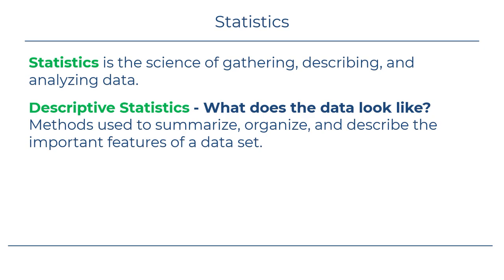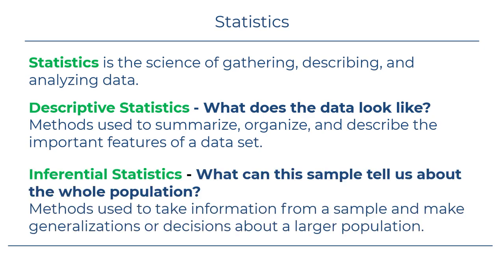Descriptive statistics is where we'll spend the first half of our course, answering what does the data look like. We're going to summarize, organize, and describe the important features of a data set. The second half of our course will focus on inferential statistics, which answers what can the sample tell us about the whole population. This is where we'll take information from our sample and make generalizations or decisions about the larger population based on our sample findings.